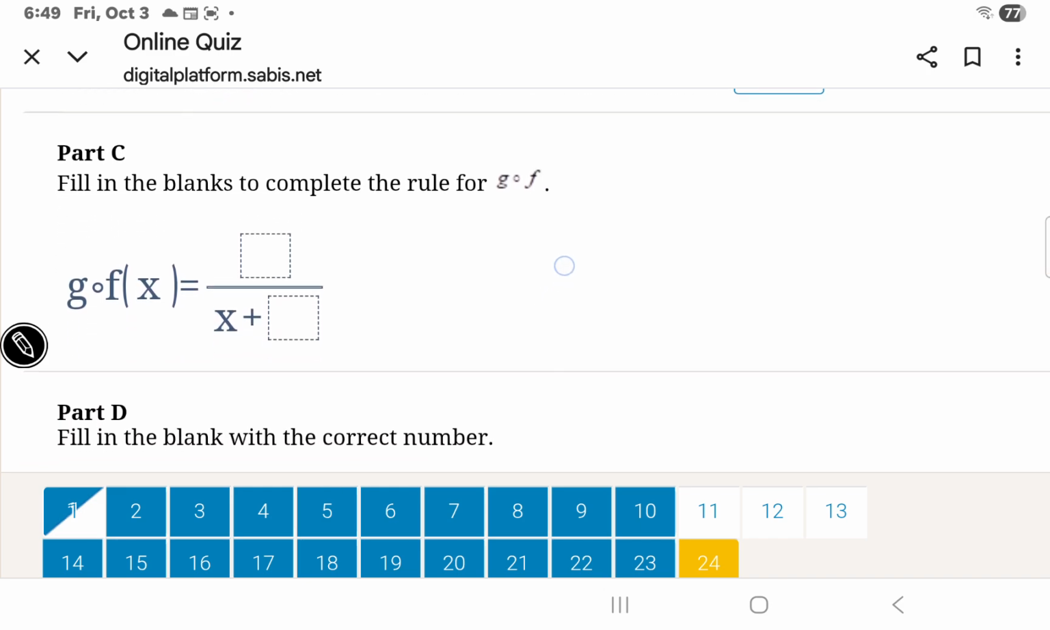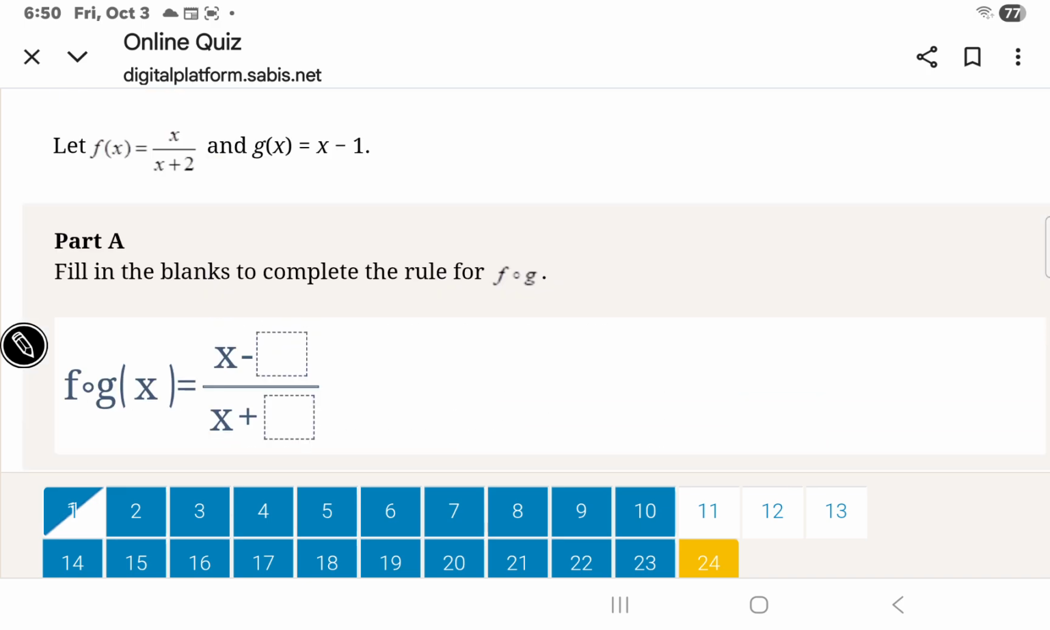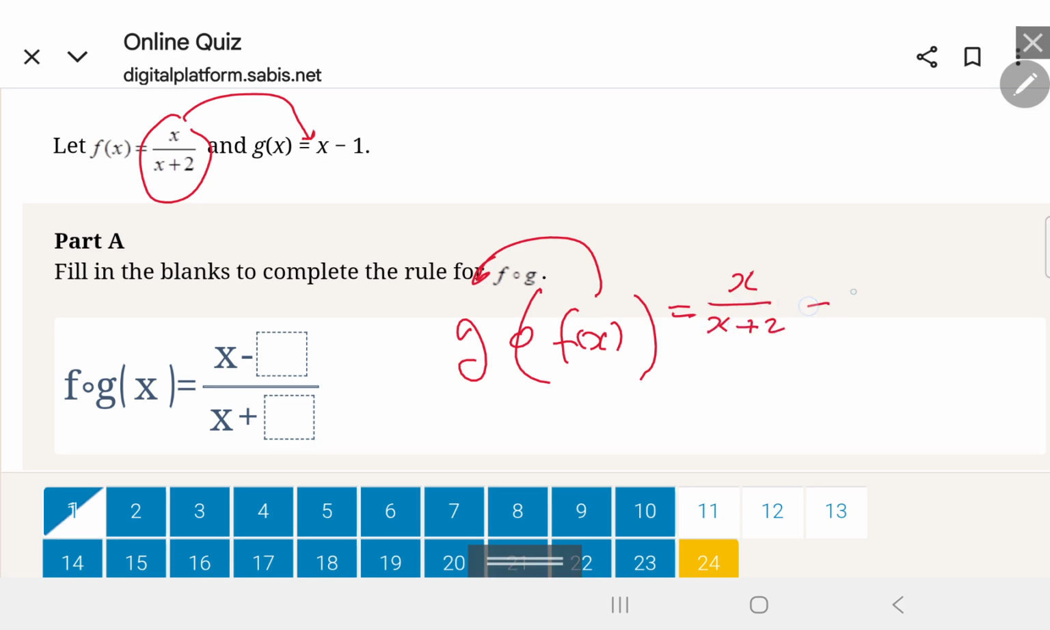Here you have to do the opposite. G circle f, and then the domain of the function. So let's do now G circle f. G circle f of x means a bracket here, then you plug f in g. So if you plug f in g, this means you have to do this here. You replace it here. So you get x over x plus 2 minus 1.